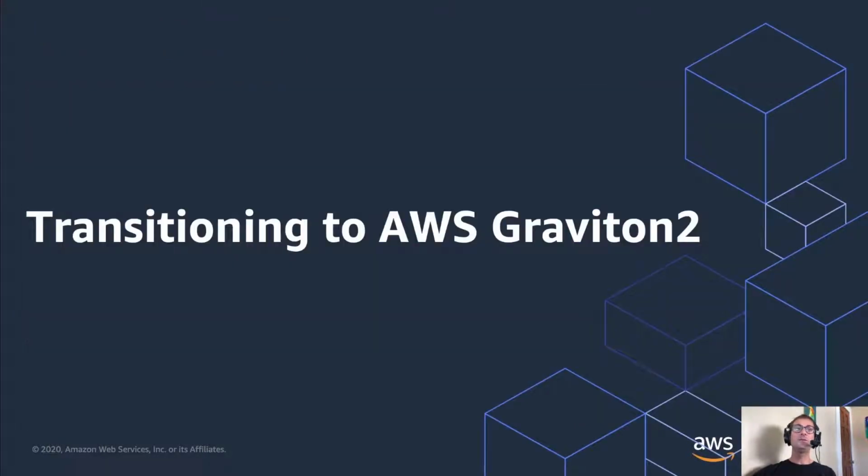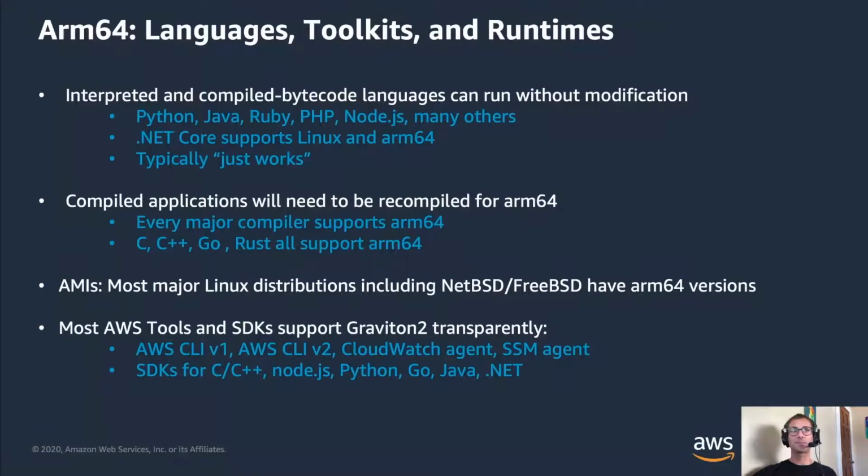Now let's talk about what it means to transition a workload to Graviton2-based instances. So if we look at the language level, any application that would be written in an interpreted or byte compiled language, something high level like either Python or Java or Ruby, those kind of applications can usually run on Graviton2-based instances without any modification. There are a couple corner cases, like the fact that some of the Python modules are actually written in lower level languages like C or C++. So those might have to be recompiled.